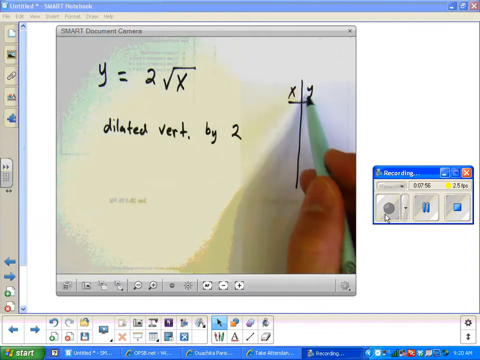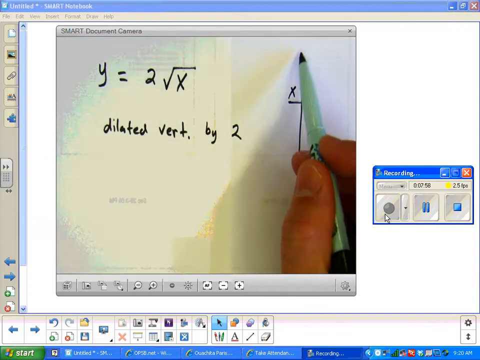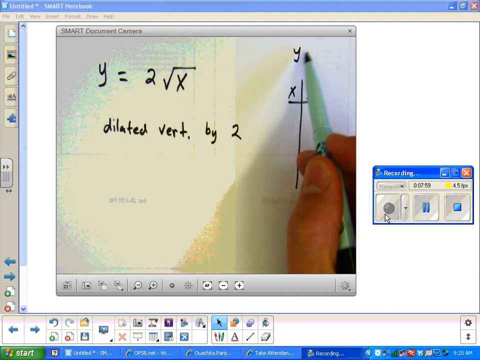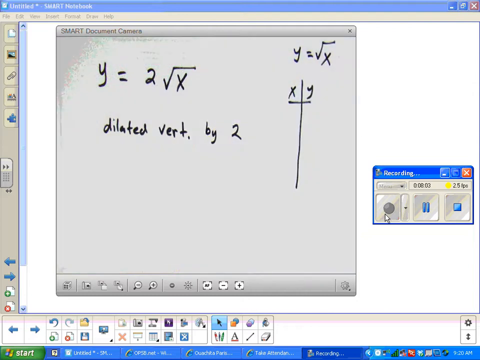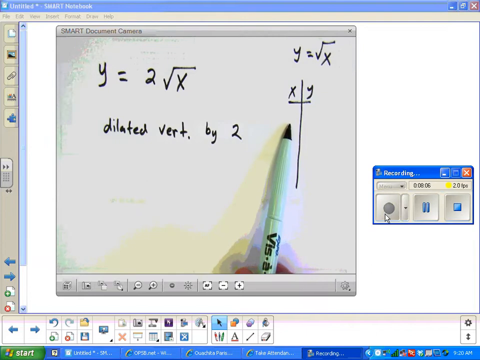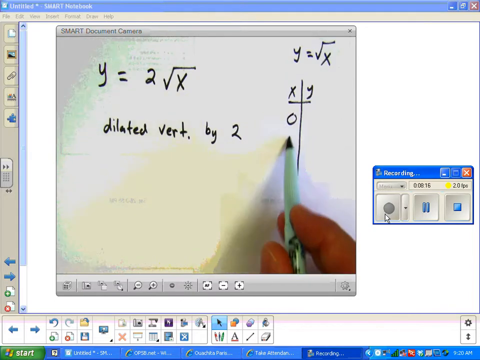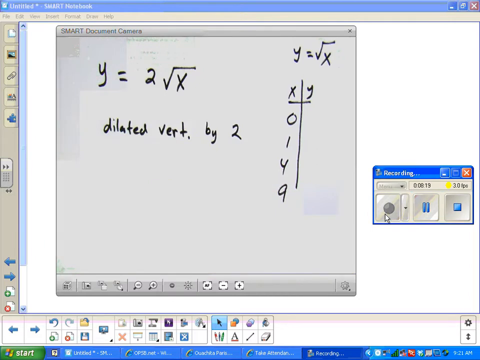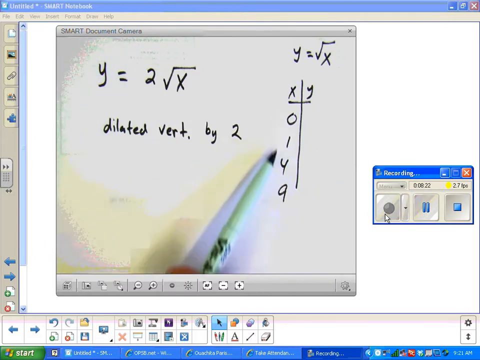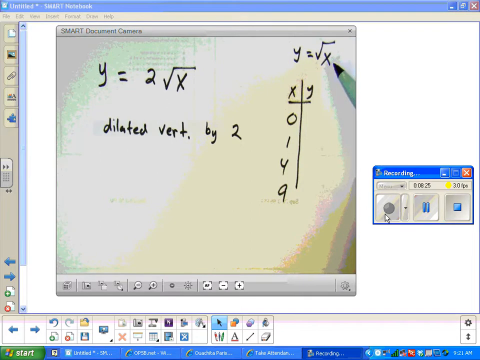Now, what's our parent function? Yeah, square root of x. And so, we don't go from -2 to +2. This is why I got to know my parent graphs to do this. All right, non-negative perfect squares. So that would be 0, 1, 4, 9. Why am I choosing these values? Well, I can't choose negatives because then I will get imaginaries. And I want to choose perfect squares so I can get nice numbers, so I don't have decimals or something.